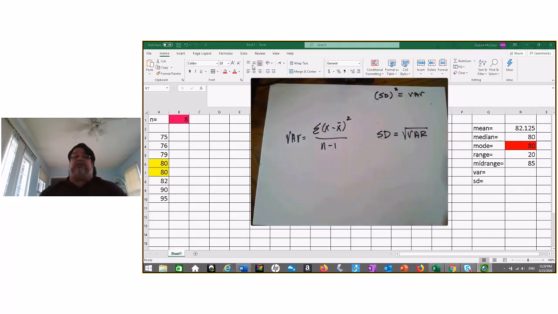Sometimes the test might give you the standard deviation and ask, what's the variance? And you square the standard deviation. Okay? So the standard deviation is equal to the square root of the variance, and the standard deviation squared is equal to the variance. All right, so there's the formula you need there. I'm going to leave that.